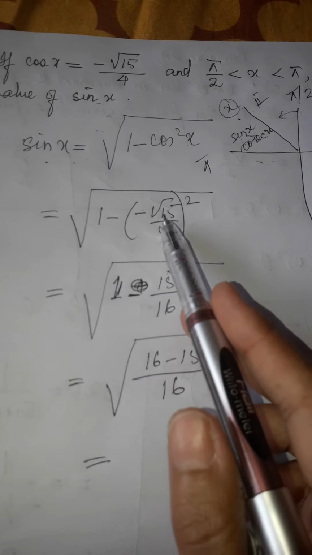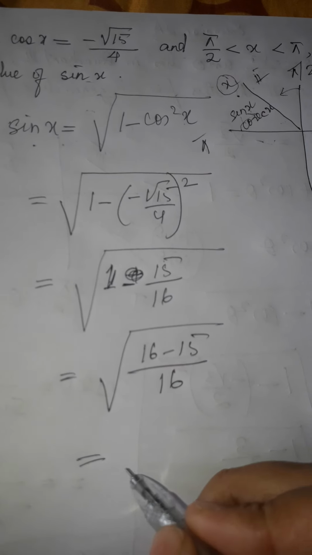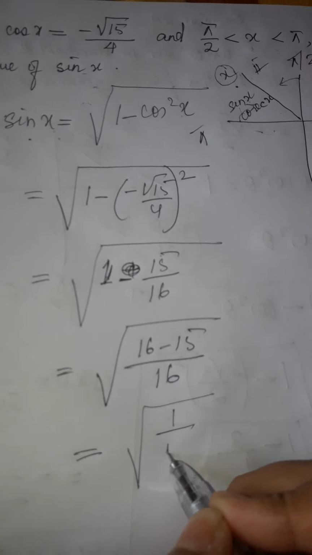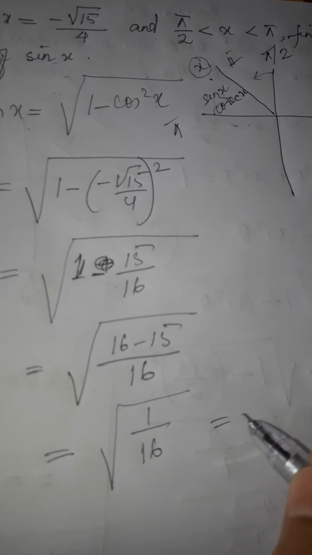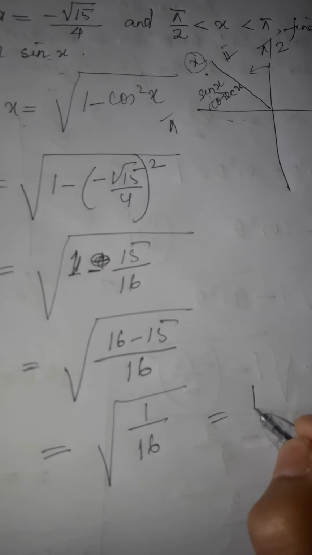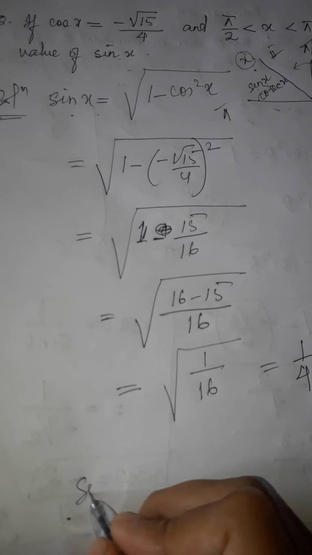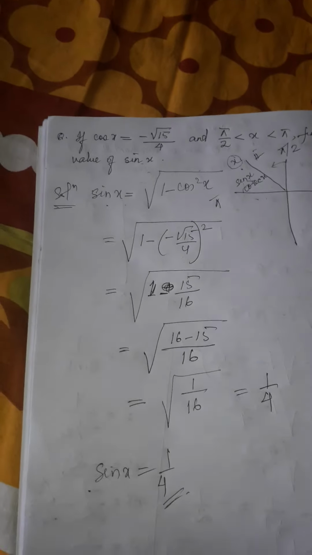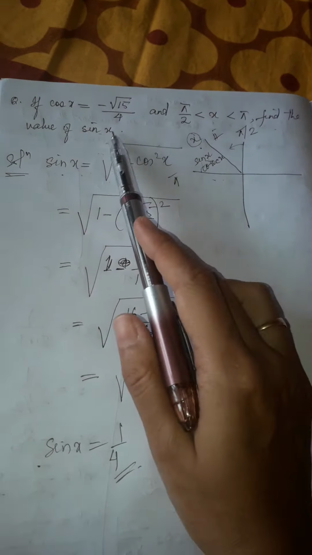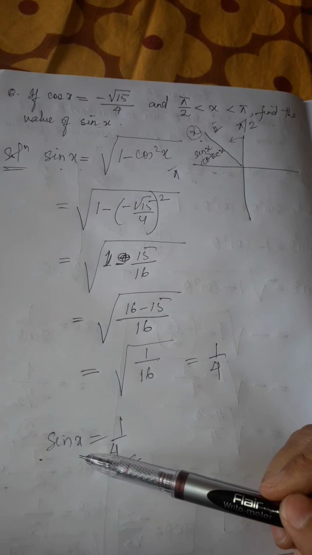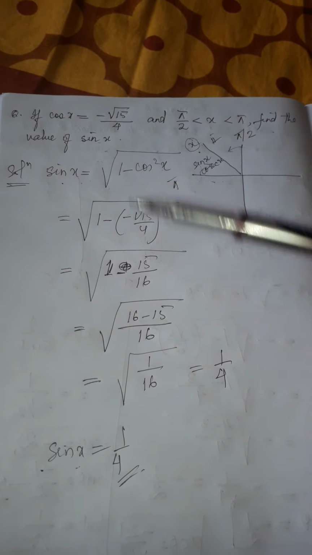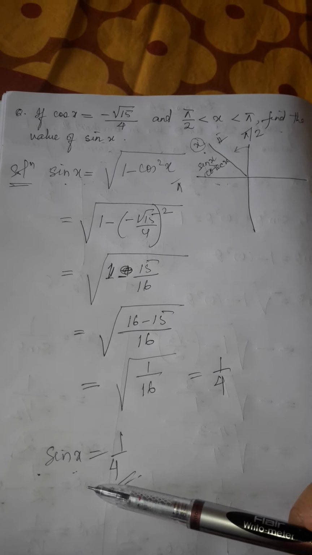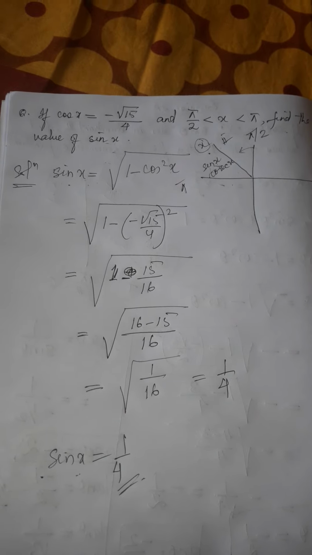So after taking the square, we take the LCM. Square root of 16 minus 15 over 16 is the square root of 1 by 16, which is 1 by 4. So the value of sin x we got is 1 by 4. So this is the answer. Here we only have to find sin x. If we get sin x and cos x, then the rest of the trigonometric functions we get easily, because cosec is the inverse of sin x and so on.